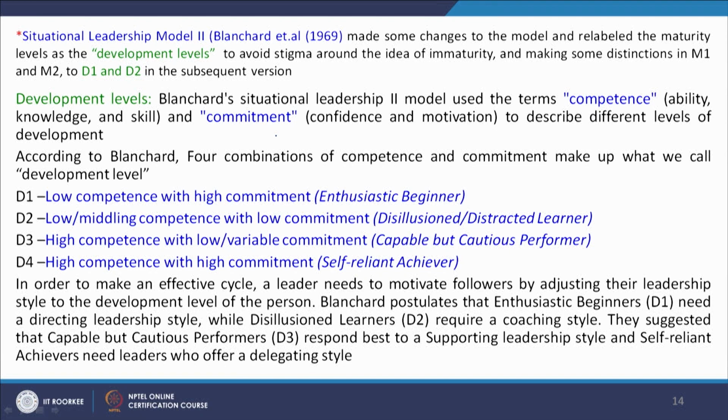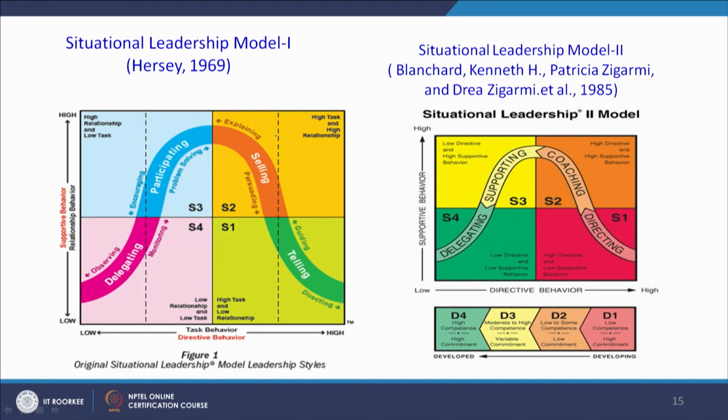And according to them, enthusiastic beginners can be dealt with a directing leadership style, disillusioned learners require a coaching or mentoring style, the capable but cautious performers respond best to a supporting leadership style, and self-reliant achievers need leaders who offer a delegating style. This is all about situational leadership style. Here is the diagram showing how these two theories or models of situational leadership have evolved based on certain revisions.